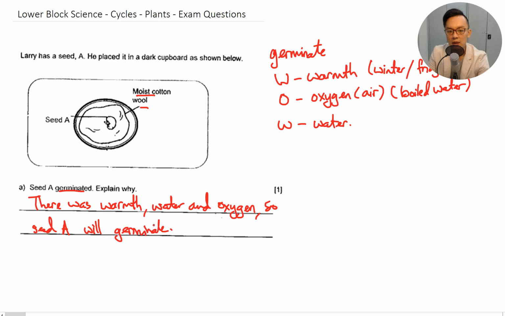So seed A will germinate. Now the key thing about germination that you have to learn, or you have to realize, is that the thing that they do not need is something called light. So light is not needed for germination. If there's no light, seeds will still germinate.